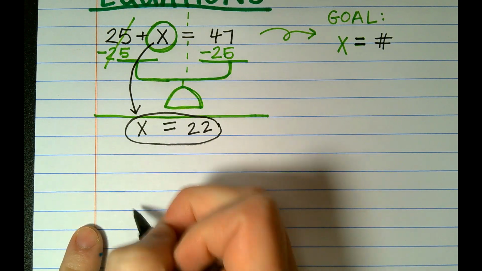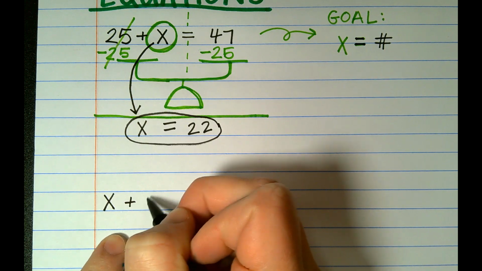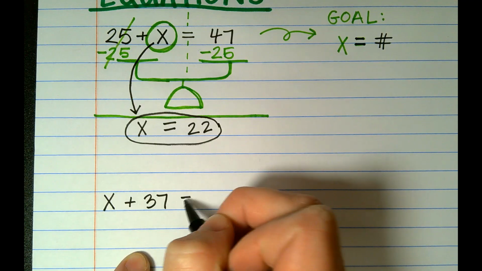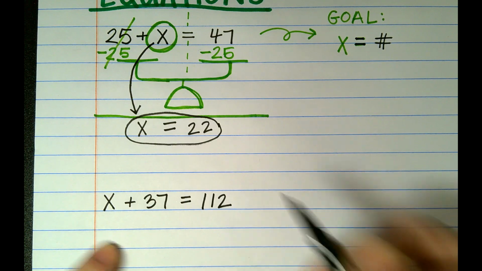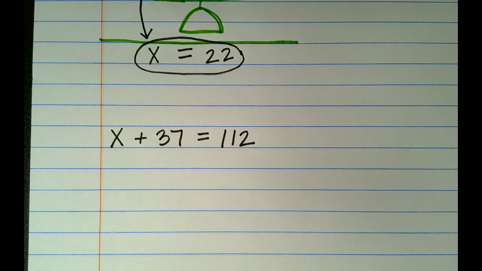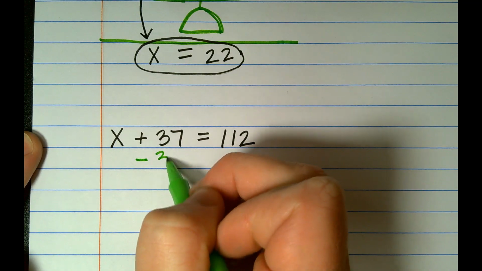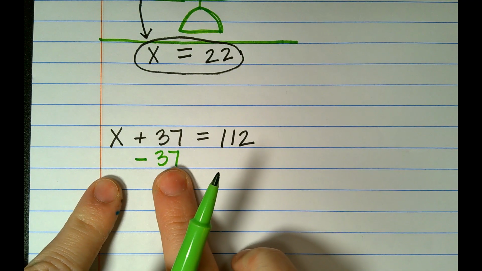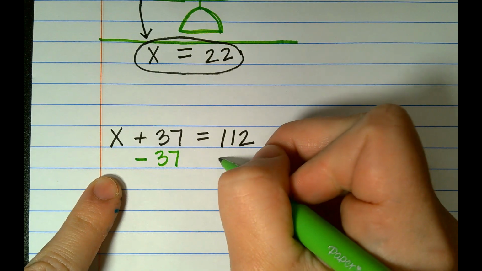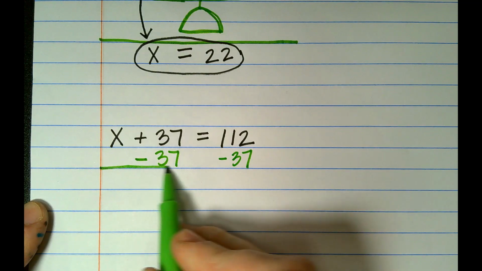What if I gave you x plus 37 equals 112. Remember, my goal is to get x by itself. So what do I need to get rid of? 37. How do I get rid of 37? By subtracting it. Minus 37. And if I do that to this side, where else? To the other side. Yes, you have to keep it equal. That equal sign has to be true. Minus 37 on both sides.